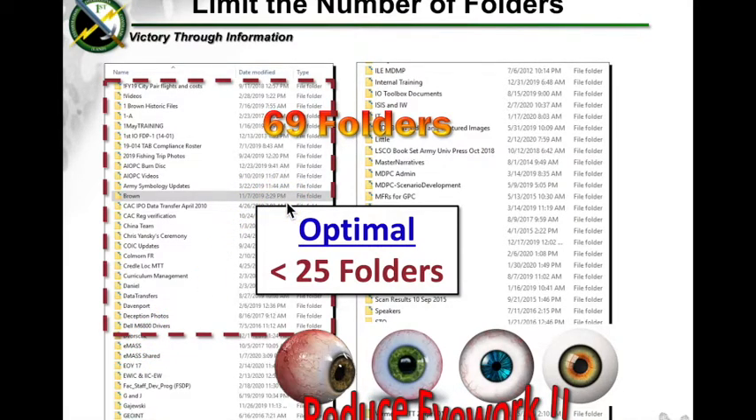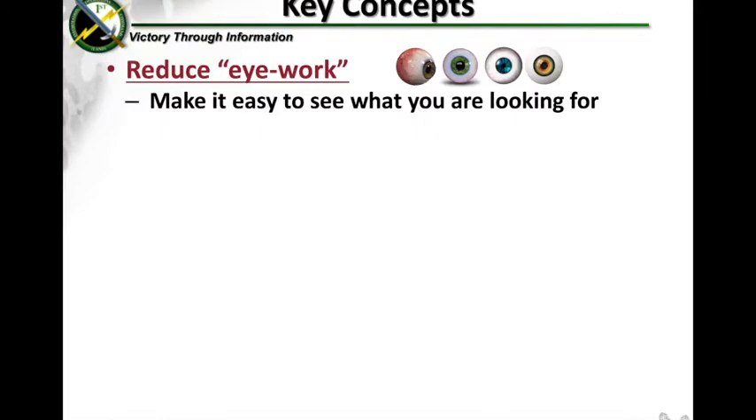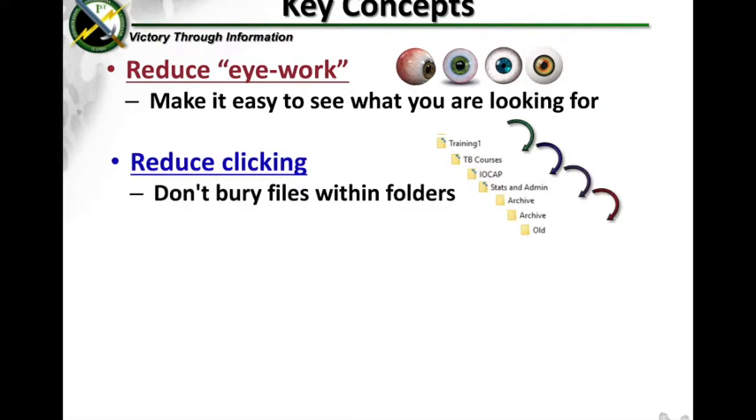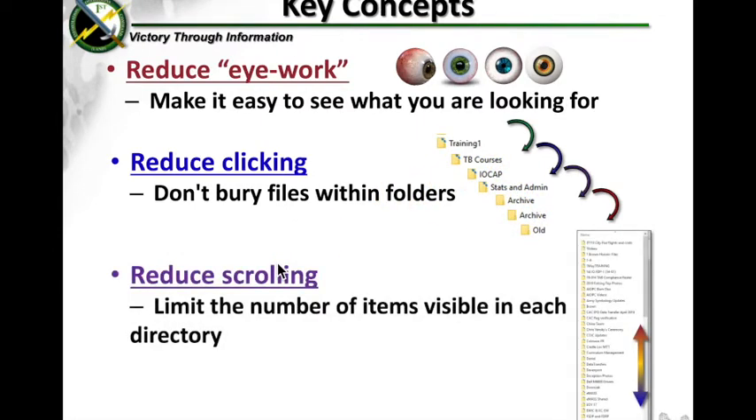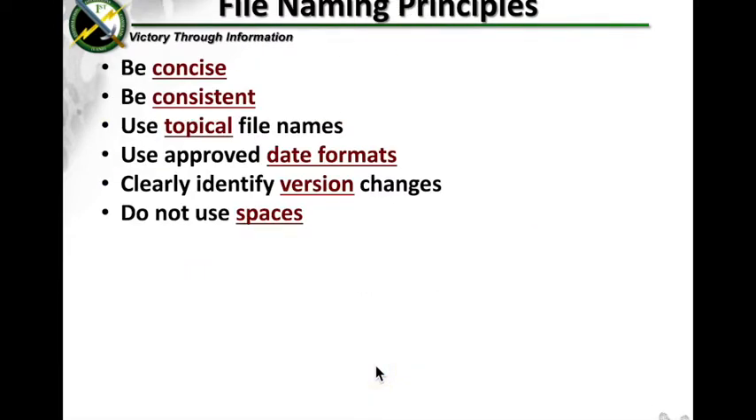It's a lot of eye work, and you want to reduce the amount of eye work you have to do in every turn. Again, reduce your eye work. Be able to find what you're looking for. Part of that is reducing the amount of clicking, how buried your folders are within another. Reduce your scrolling. If you have a list here, you have to scroll up and down and you're going to miss things.